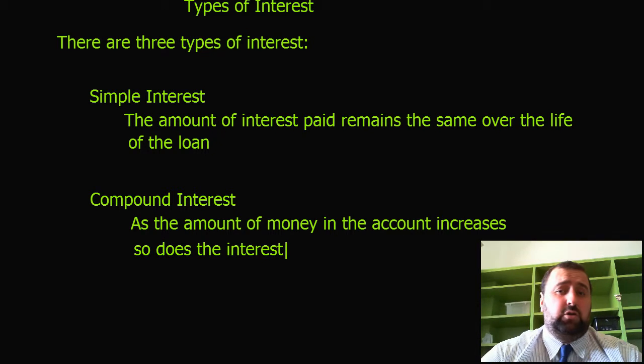The second one is called compound interest. Basically, as the amount of money in that account builds up, as you get paid another $100 each month, the amount of interest that you earn increases as well, because the amount of interest is based on the amount in the account at the time, not at the start of the loan.